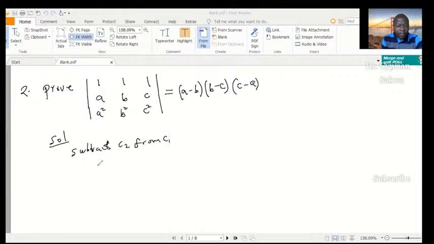So when that happens, subtract 1 from 1, I have a 0. Subtract B from A, I have A minus B. Subtract B square from A square, I have A square minus B square. So column 2 remains the way it is, and column 3 remains.